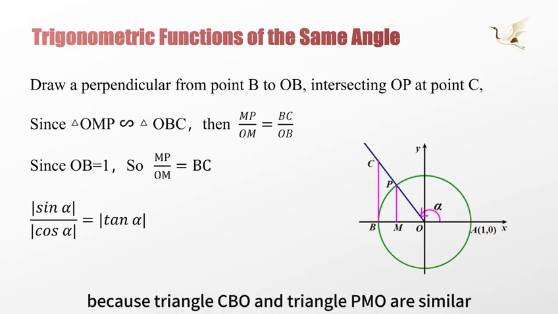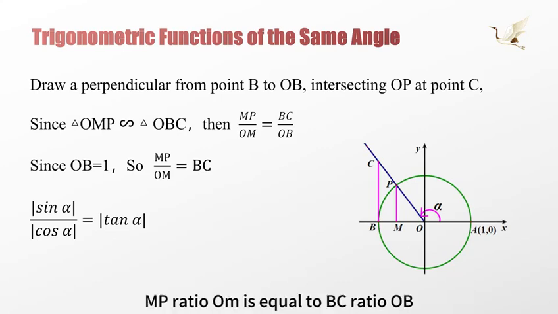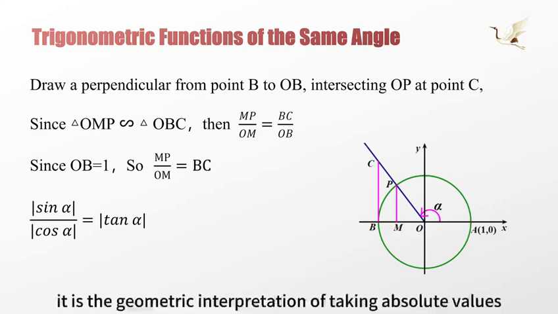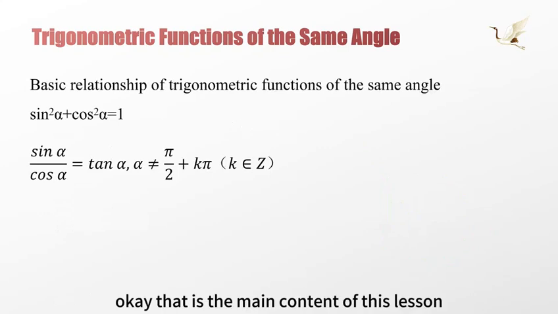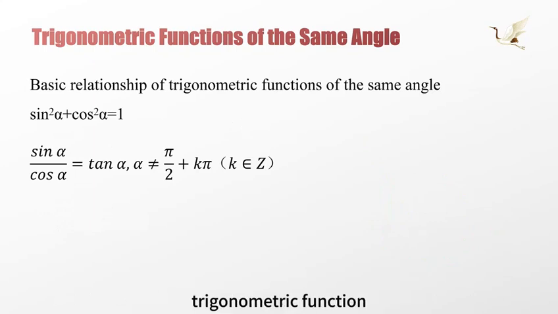Because triangle CBO and triangle PMO are similar, MP over OM is equal to BC over OB. Because OB is equal to 1, MP over OM is equal to BC. It is the geometric interpretation of taking absolute values on both sides of the formula. Okay, that is the main content of this lesson, the basic relationship of the same angle trigonometric function.